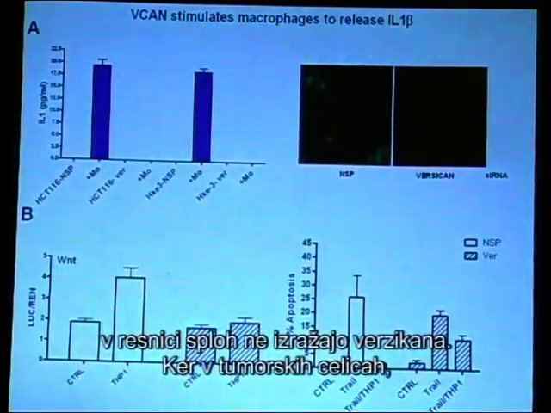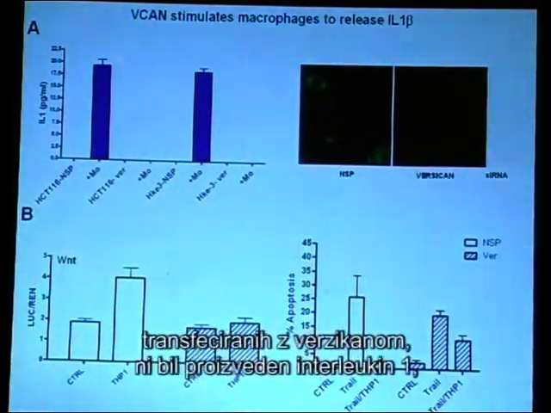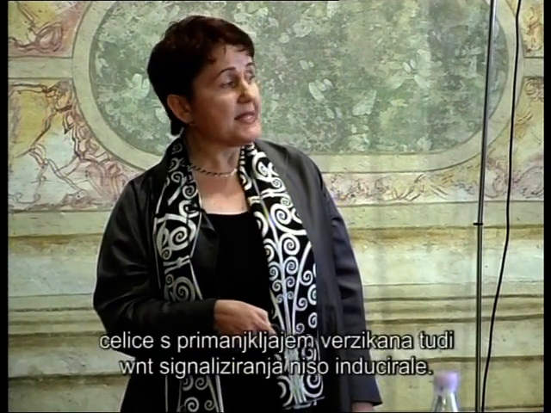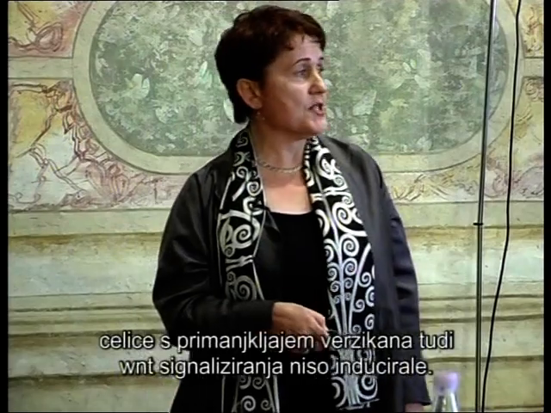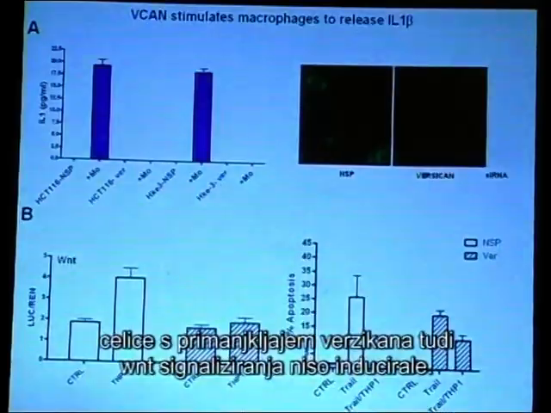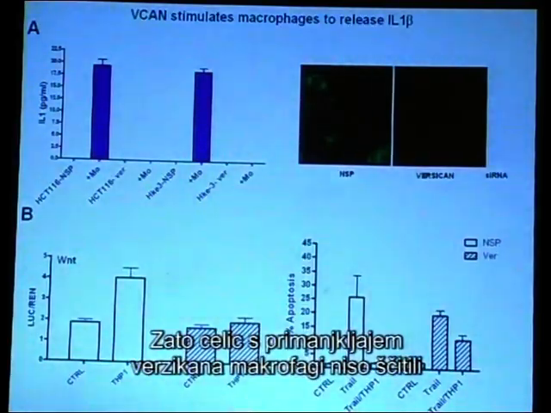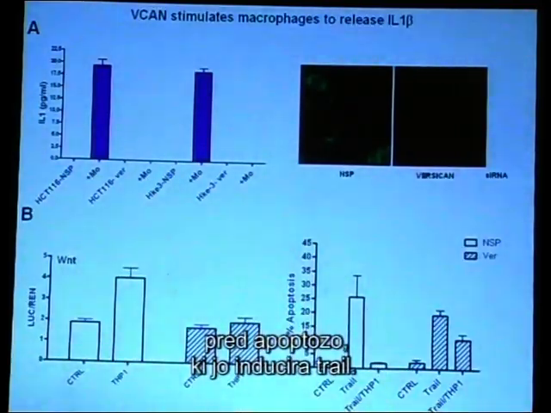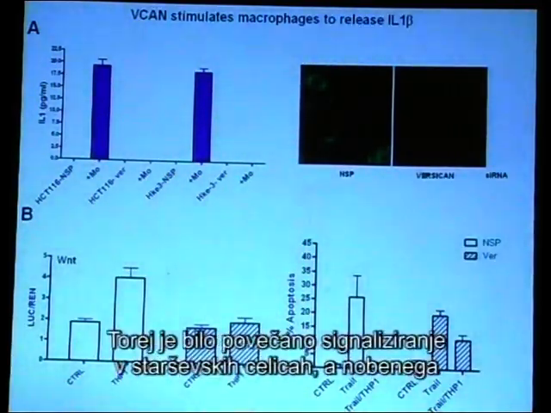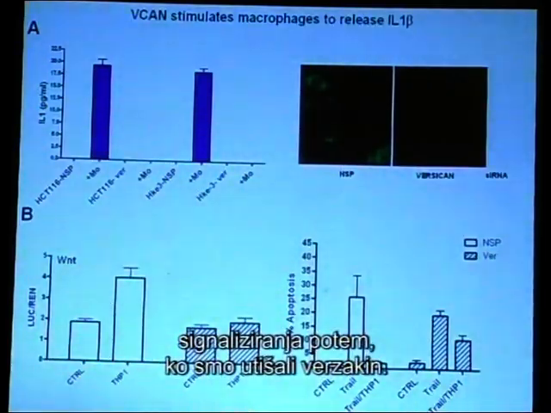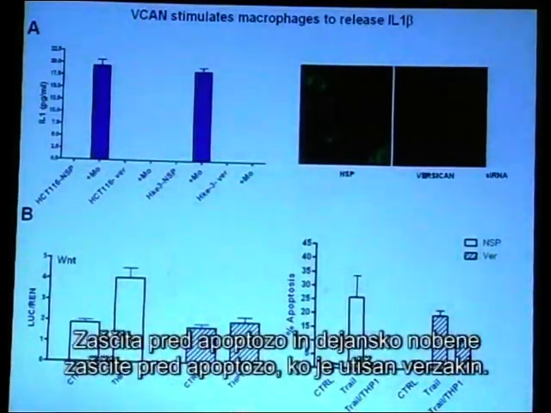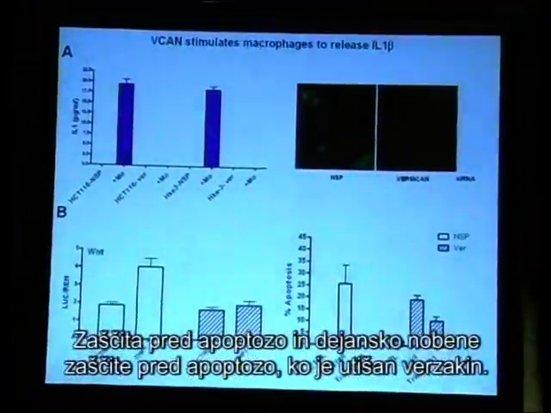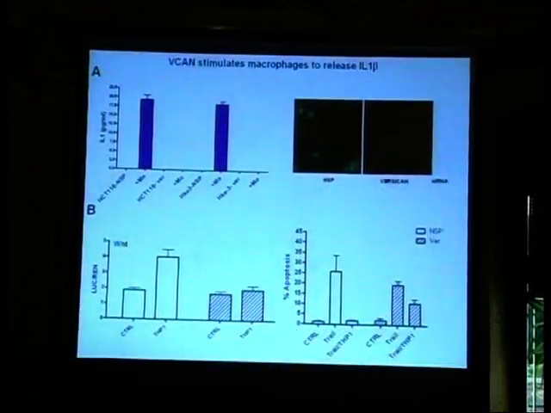And because interleukin-1 was not produced in versican transfected tumor cells, Wnt signaling was not induced in versican deficient cells, and versican deficient cells were not protected by macrophages from TRAIL-induced apoptosis. So increased Wnt signaling in parental cells, no increase when we silence versican. Good protection from TRAIL-induced apoptosis, and really no protection from TRAIL-induced apoptosis when you silence versican.